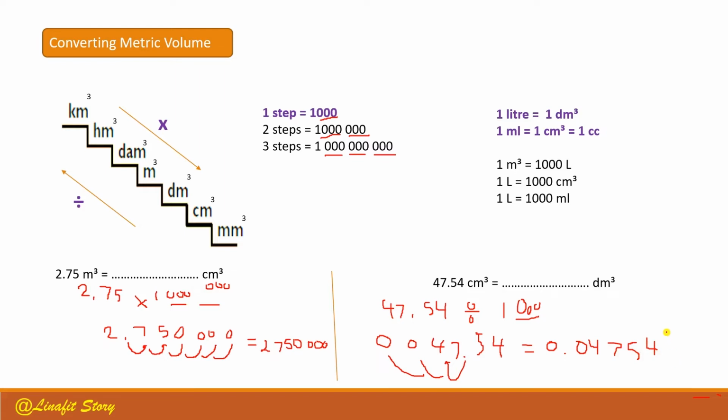If we have a container filled with liquid or gas, the volume is specified in capacity units. Capacity units are milliliter, liter, kiloliter, and megaliter. So over here, 1 liter is equal to 1 cubic dm. One milliliter is equal to 1 cubic cm or 1 cc.